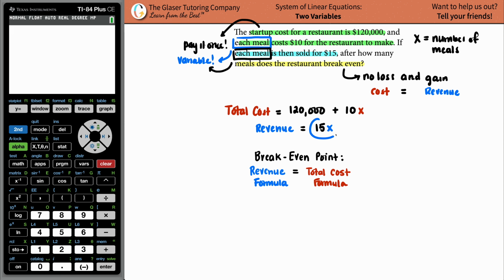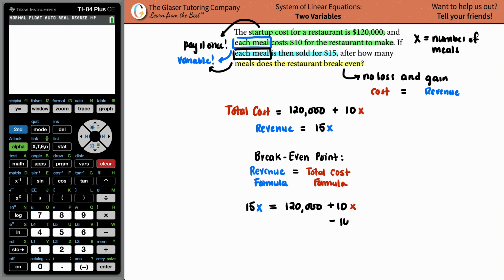Well, the revenue we said was 15x. So 15x equals the total cost formula, which was the $120,000 plus the 10x. And now, what are we going to do, guys? Yeah, you got it. We're just going to solve for x.